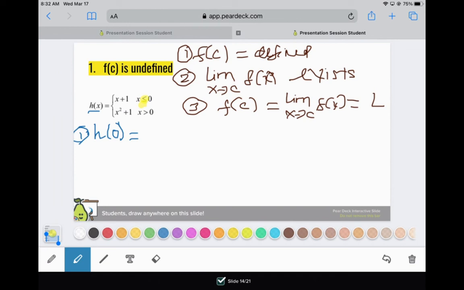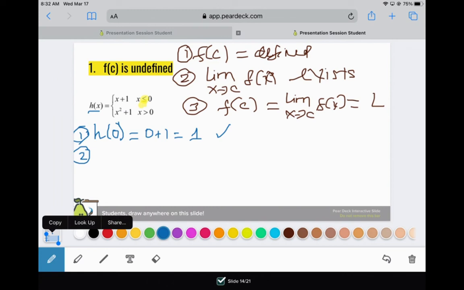So when we test out h of 0, we look for that equals 1. So it's going to be 0 plus 1, which is going to be 1. So it's working. I can test it out. There's no problem with that, right? So step number 1, checked. It's good. I got that. So now I'm going to check for step 2.